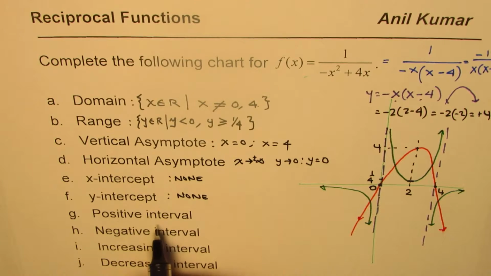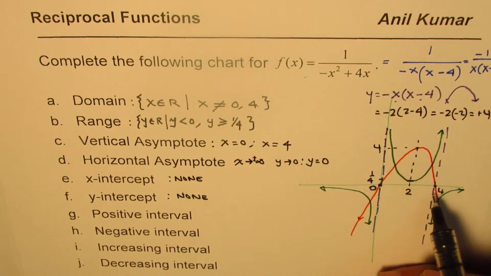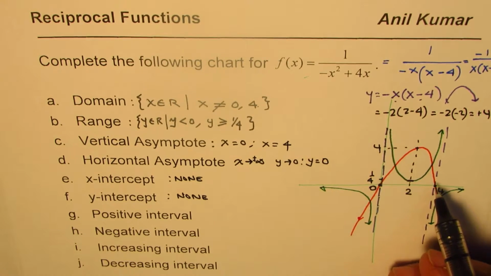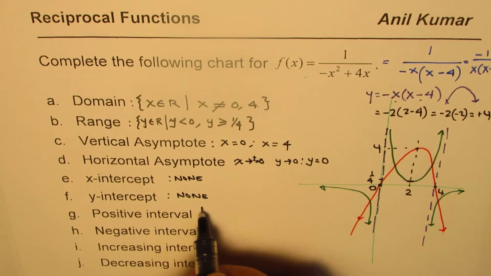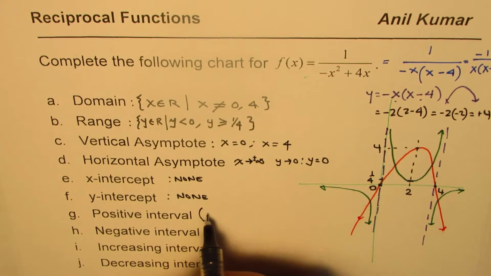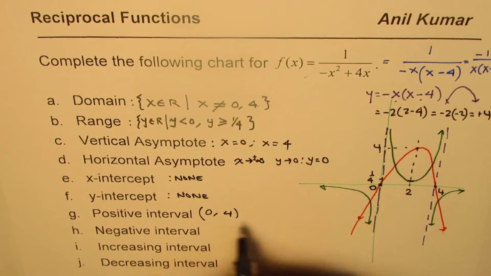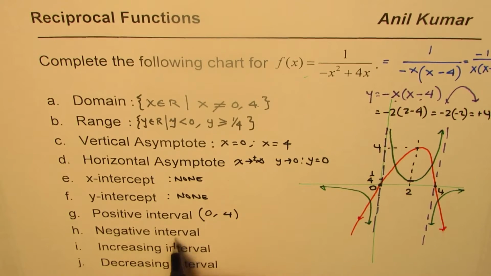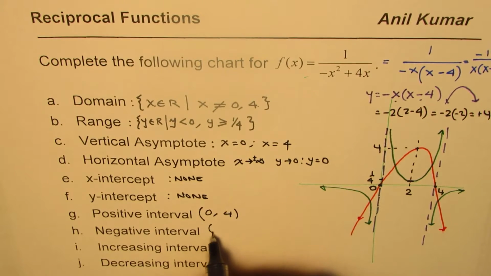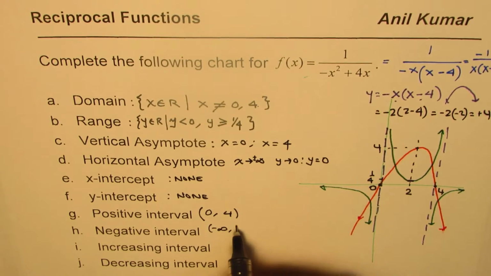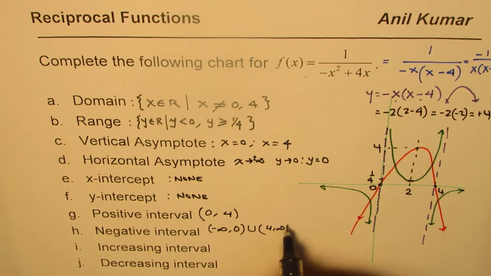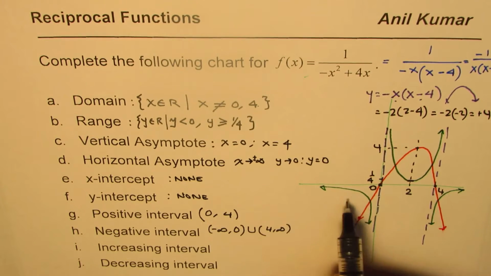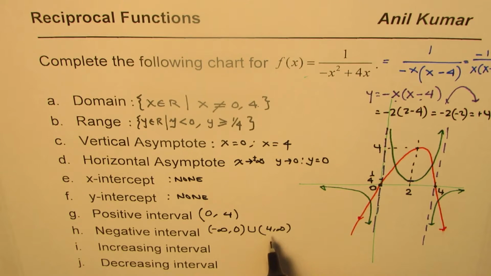Positive interval. Now wherever the parabola is positive, its reciprocal will also be positive, right? So the positive interval is between, not including 0 and 4, it is between 0 and 4, right? That's the positive interval. Negative interval, the function is negative from minus infinity to 0, union from 4 to infinity, right? So from 4 to infinity. Okay, these boundaries are not included, right?